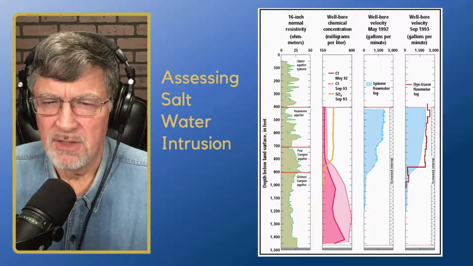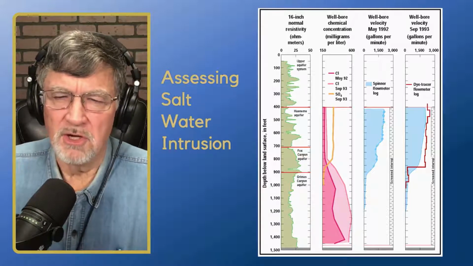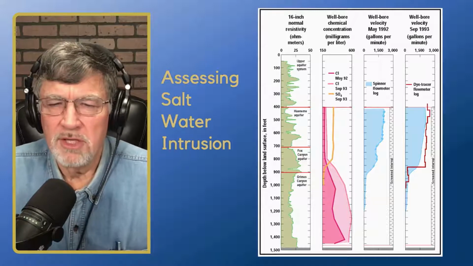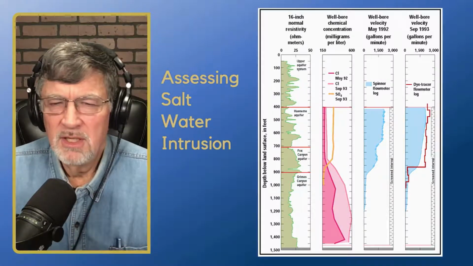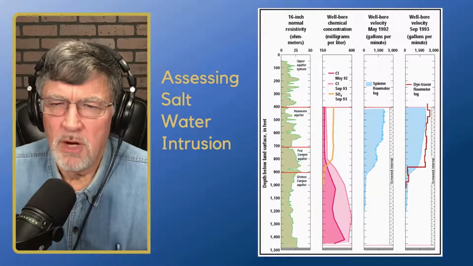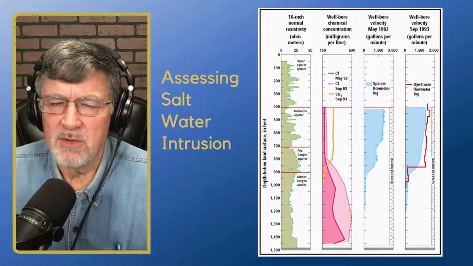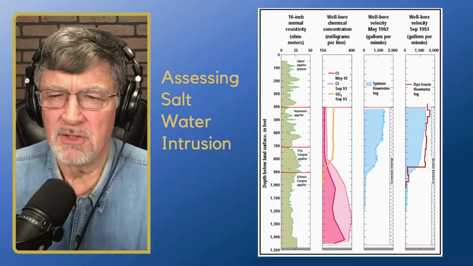concentration. The dark pink is going to be chlorine, at two different intervals, and the orange is going to be sulfate. So the chlorine is really what we're concerned with, and then to the right we have a spinner flow meter log. In this case, they were actually using dye trace to look at this.